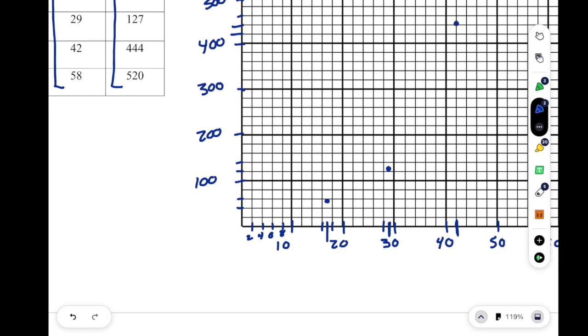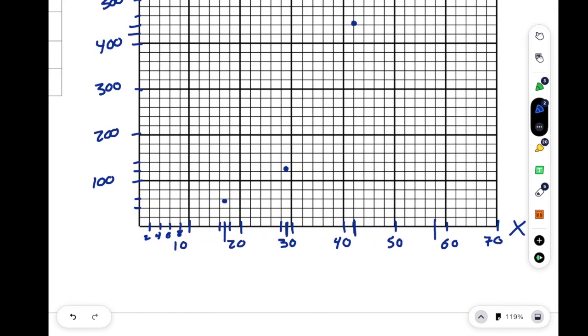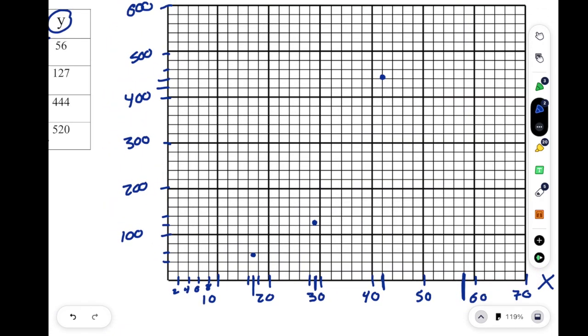444, let's go just above that 40 line. I know there's the thickness of the dot, but hopefully the center of the dot's about at the 44 there. And the last one works out pretty well, 58 and 520. Let's scroll over to 58 right there. Make it big as I'm gonna scroll over to 520 there. Make sure I hit that correct matchup right in the middle of that point.